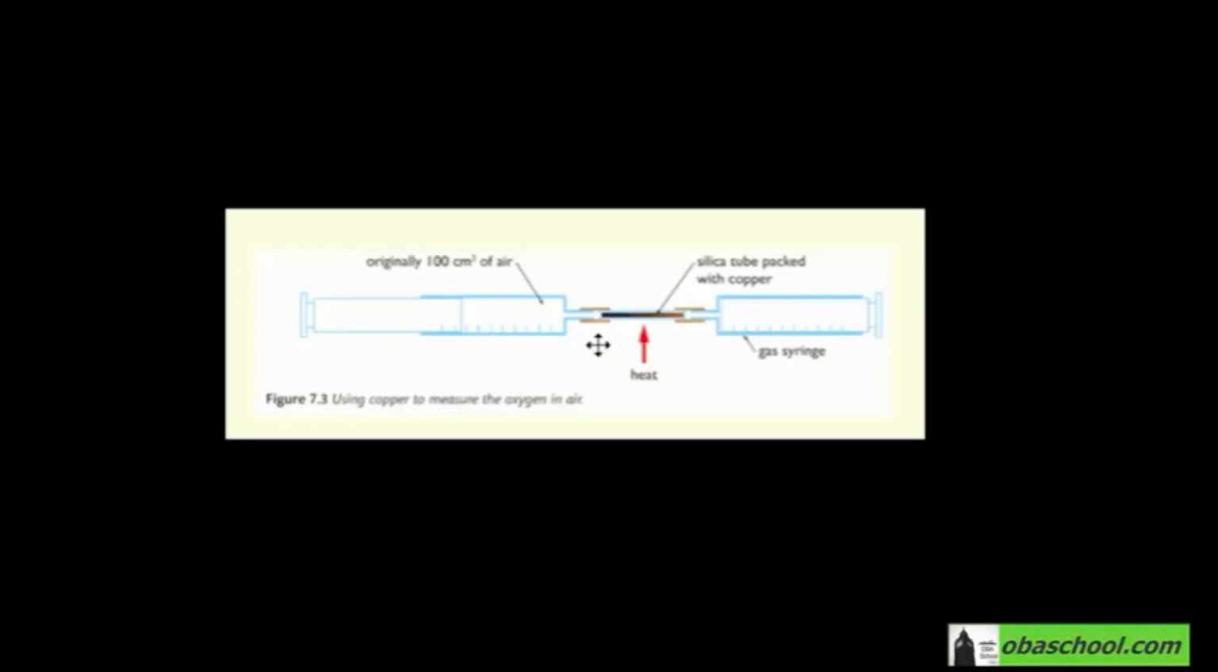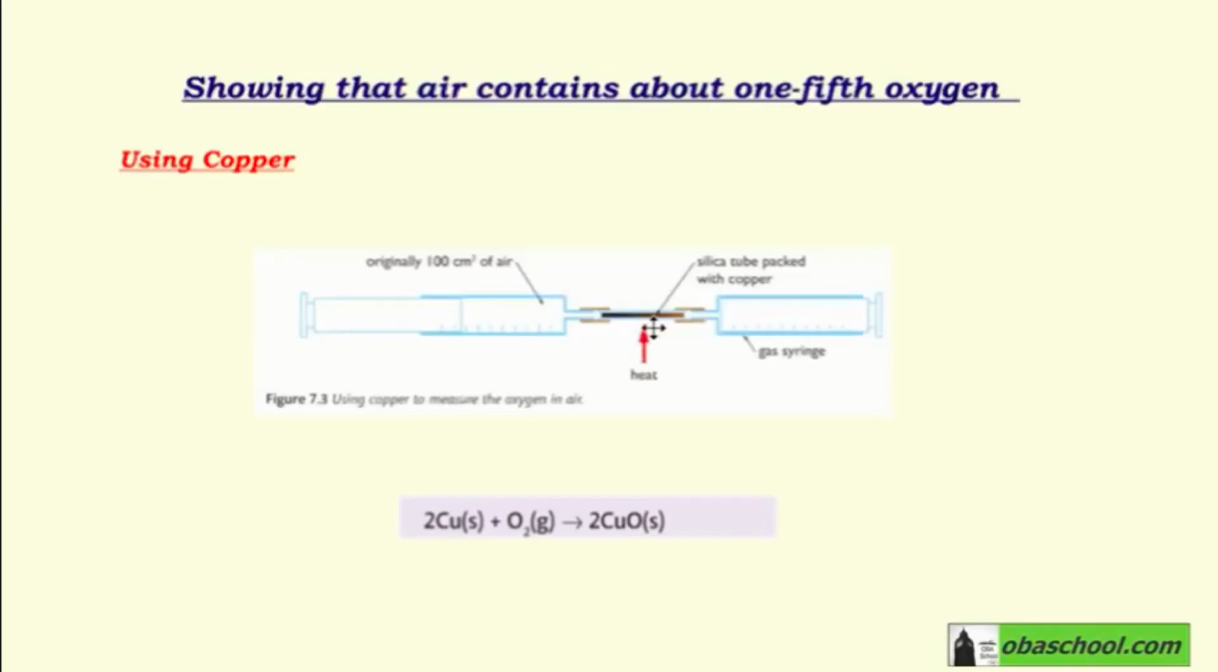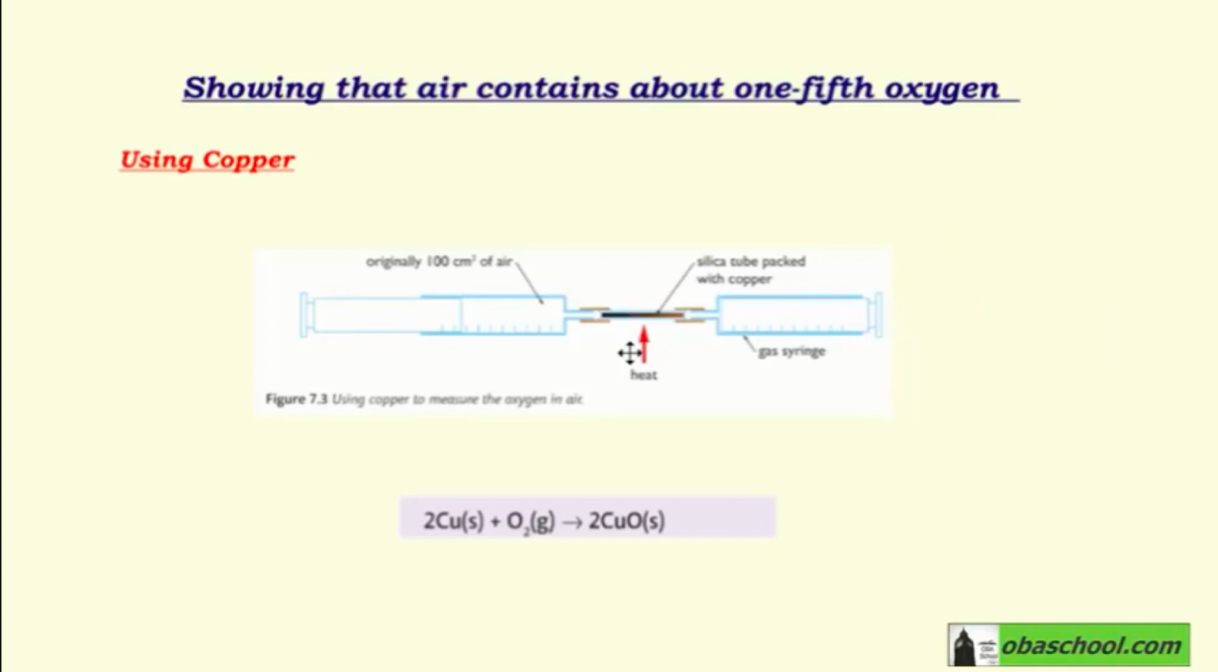So copper reacts with oxygen to give copper oxide, CuO. Let's see the reaction. This is the reaction. Cu, copper, plus O2, oxygen, reacts to give CuO, copper oxide. Copper reacts with oxygen until the volume stops. The copper isn't black anymore, since it stopped reacting with oxygen.